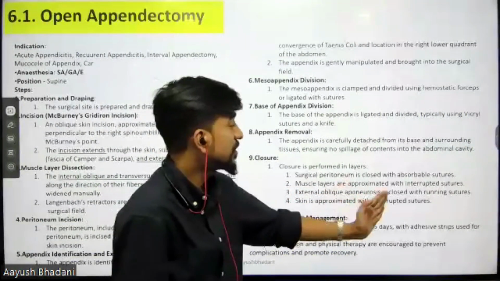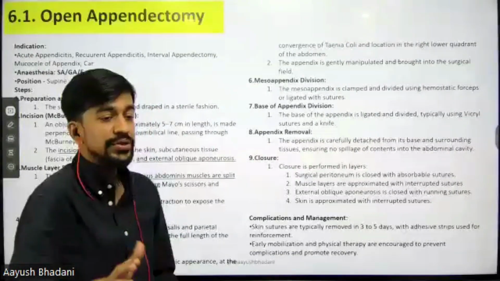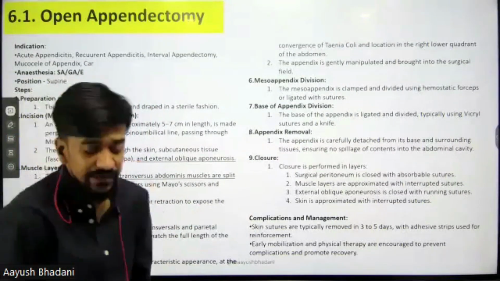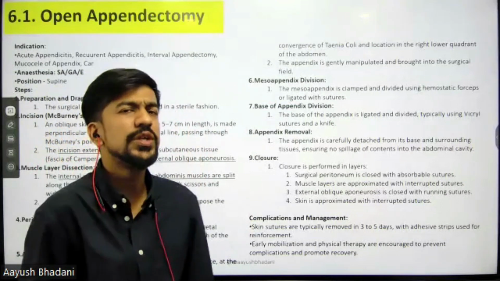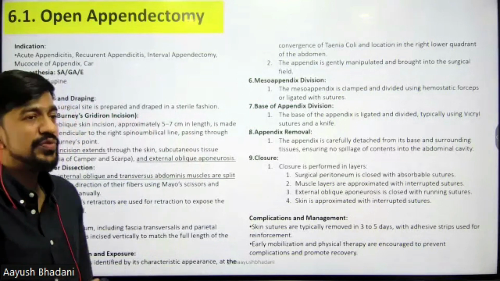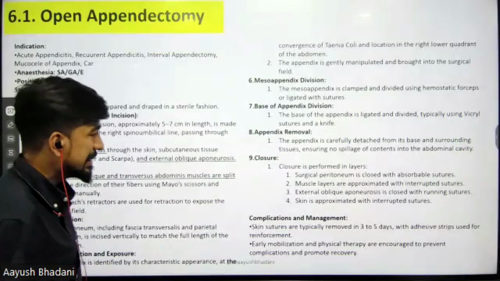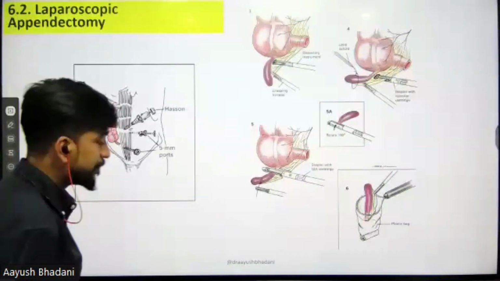External oblique aponeurosis is closed with running sutures. Again, realize aponeurosis is a little less vascular. And then skin is approximated with interrupted sutures. If we have a female, 20, 23-year, 16-year female coming in, we usually put in a subcuticular suture because we don't really want the suture scar to be there. Complications can be, we can just skip this part. I think this should be fine.